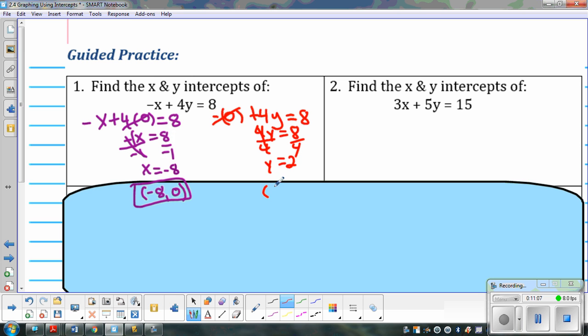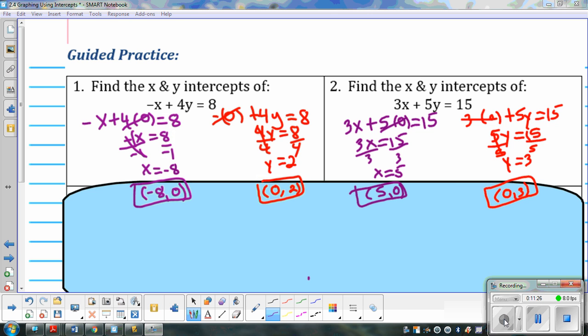Going ahead and writing that so that we look highly intelligent and proficient, x was 0, y was 2. So the x and y intercepts are located at negative 8 and positive 2. Once you have this example complete, I would like you to continue on to the next one and then unpause the video when you are done so you can check your answers.